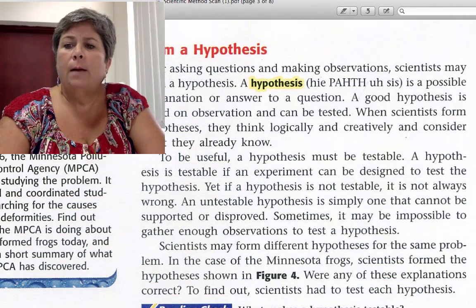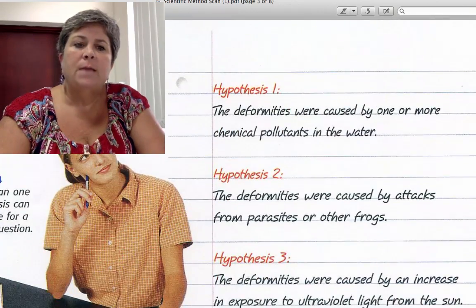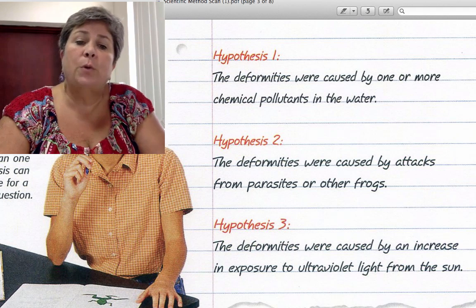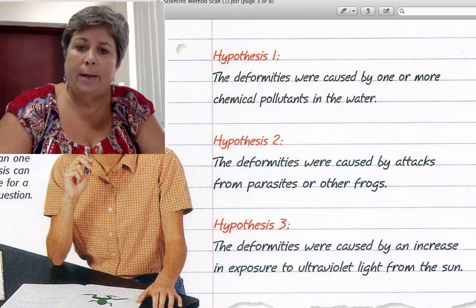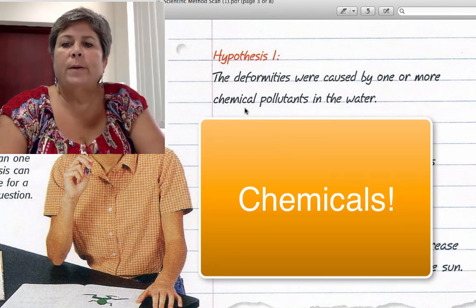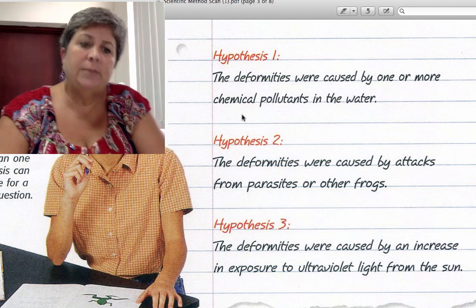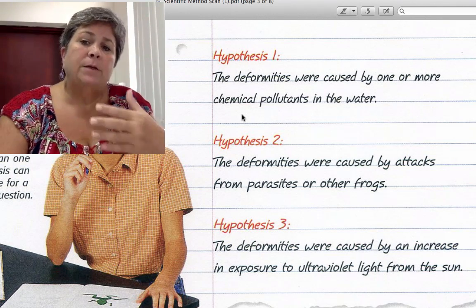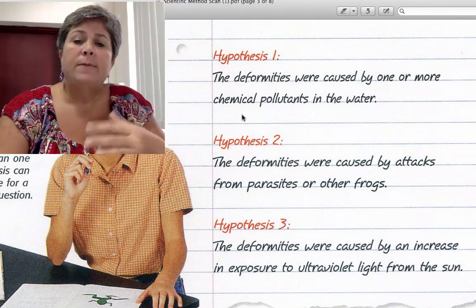Okay, so when the students were looking at these deformed frogs, they came up with some possible answers to the question of what was causing the deformities. The first one, hypothesis one, right here, was the deformities were caused by chemical pollutants in the water. Pollutants is something that pollutes or makes water bad, right? So some of the students said, well, maybe it's some kind of chemical that's in the water that's causing the frogs to be deformed.